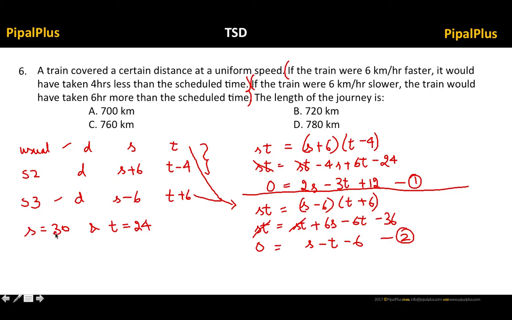Now if the speed you get is 30 kilometers per hour, the usual speed, and the usual time that the train takes is 24 hours, the length of the journey d is just simply going to be s times t, which is 30 times 24, which equals 720 kilometers, right? So that's your answer B.